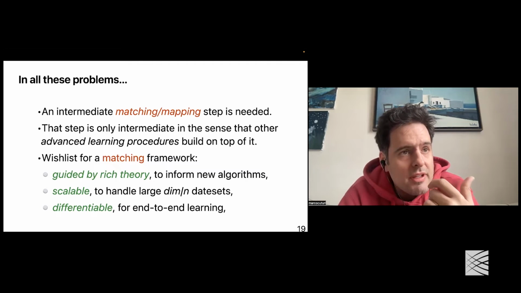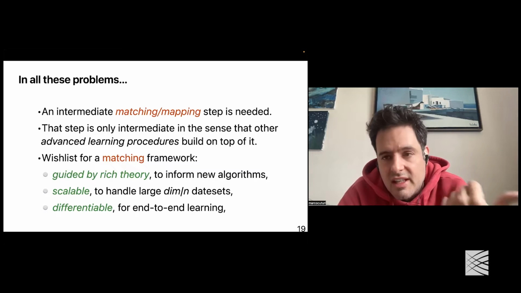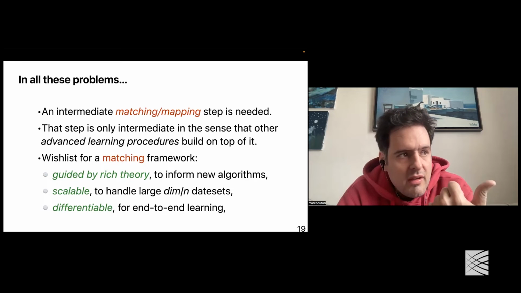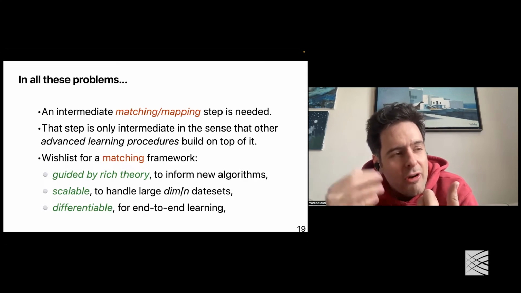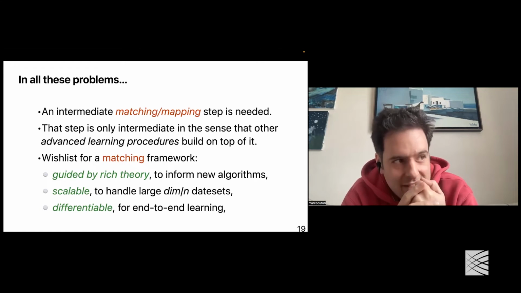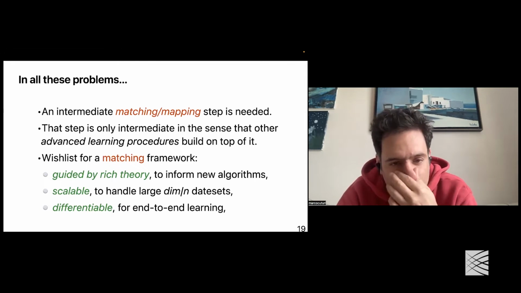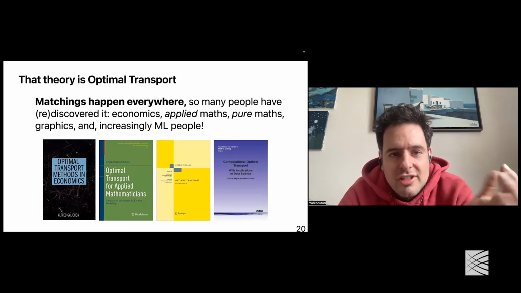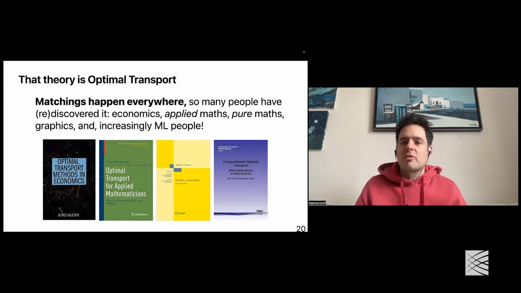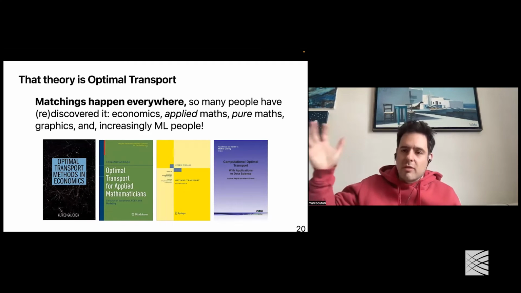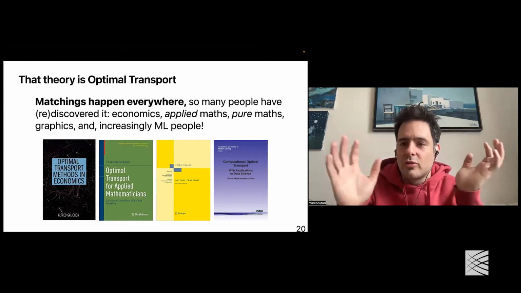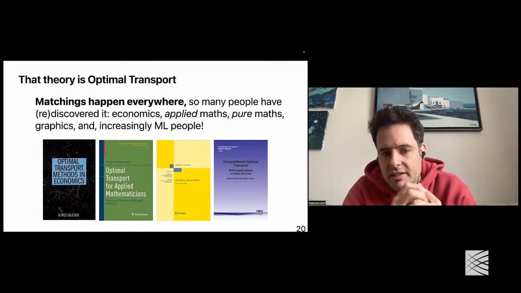And so if you want something that is able to do this matching at scale, to handle large dimensional datasets, if you want to do this guided by a theory or some higher order mathematics that helps inspire algorithms, and you want to make this differentiable for end-to-end learning, then you essentially need to go towards optimal transport. Optimal transport is the theory that is like optimal matchings plus. It's really everything you wanted to know about optimal matchings and their generalizations.